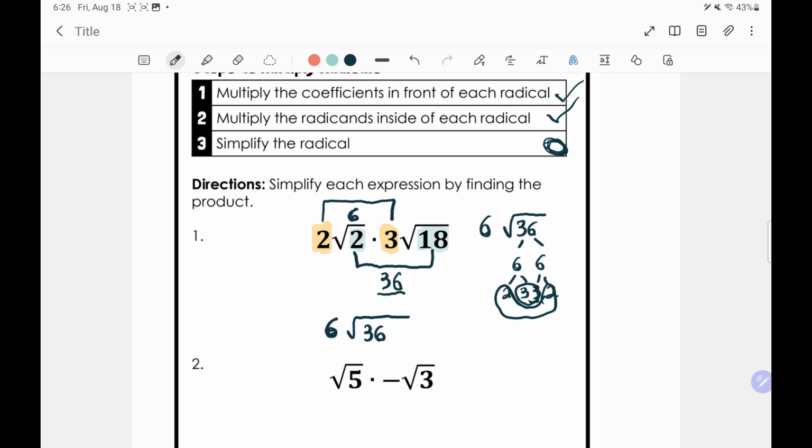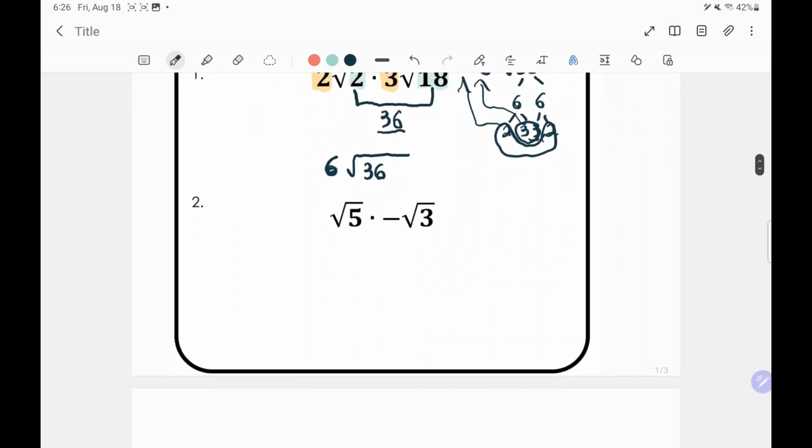Okay, so what two numbers are going to go out? The 2 is going to go out, and the 3 is going to go out. So what's 2 times 3? 6. So in other words, I have 6 times 6 is equal to 36. Okay, we're done with the first one, right? Pretty easy. Now let's go ahead and do example number 2.